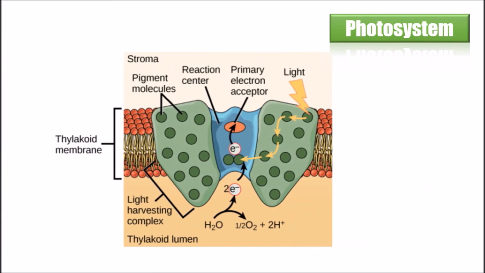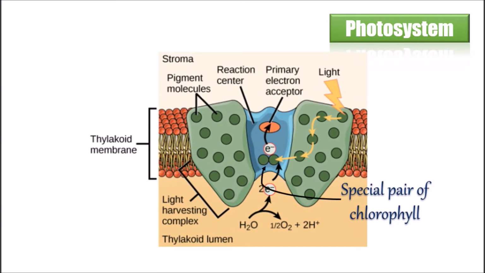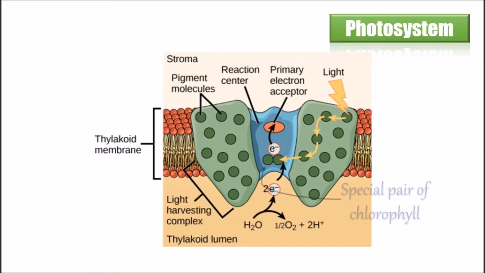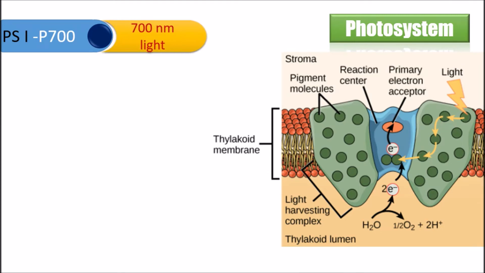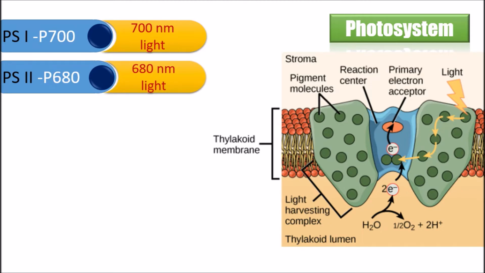Each photosystem has a unique pair of chlorophyll a molecules, often called the special pair. The chlorophyll a molecules in photosystem 1 are called P700 since they absorb light of wavelength 700 nanometers efficiently. The photosystem 2 special pair absorbs best at 680 nanometers. Therefore, it is called P680.